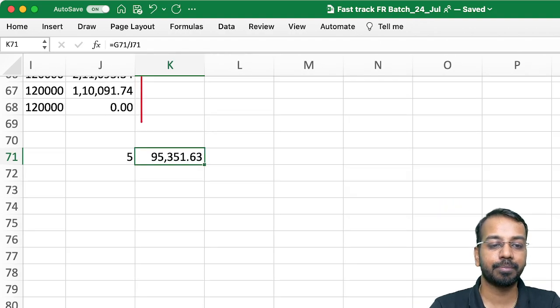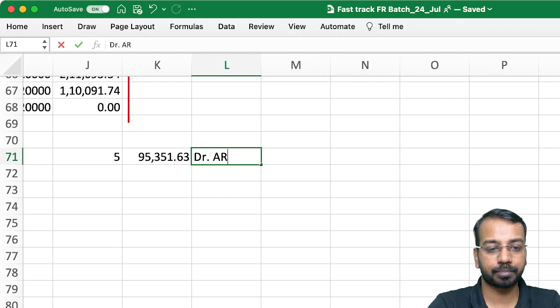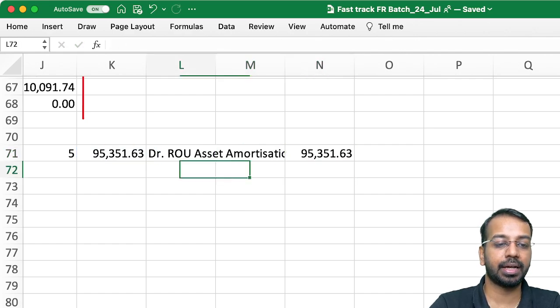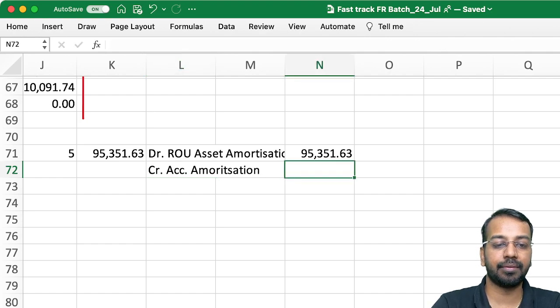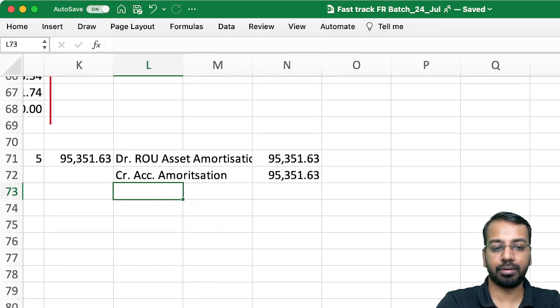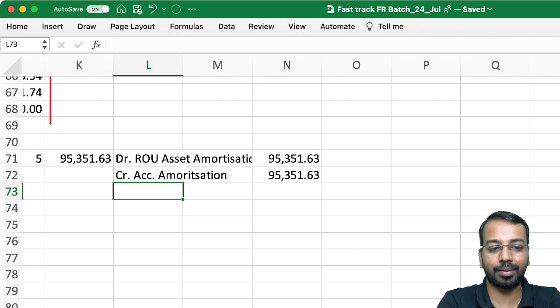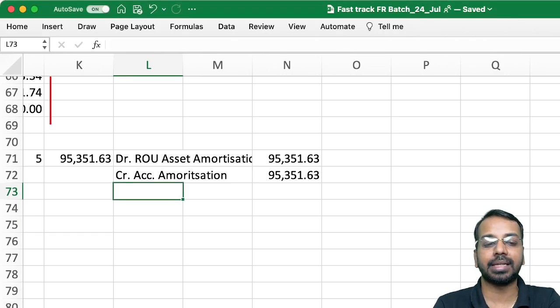So what you will do is debit amortization by 95,351 and credit accumulated amortization 95,351. Means you can use debit ROU, debit amortization. I am writing in a single column just to save some space. So you'll amortize the ROU asset over a period of 5 years, and the right of use asset will become 0.